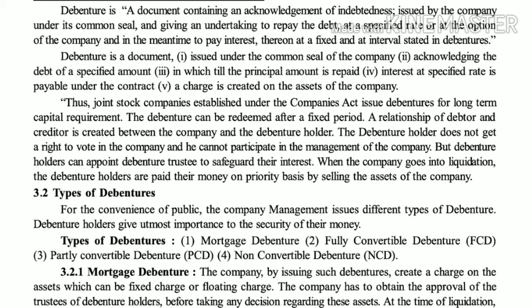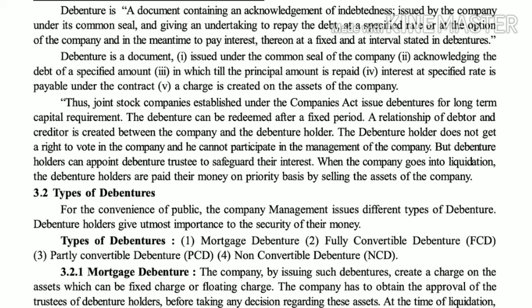The fourth one is interest at a specified rate, payable under the contract. When such a contract is made, as we have stated, the common seal and the sign of the debenture holder should be taken. It should bear all the necessary information, and whatever the time period is, it should be payable, and until then the contract should be considered valid.